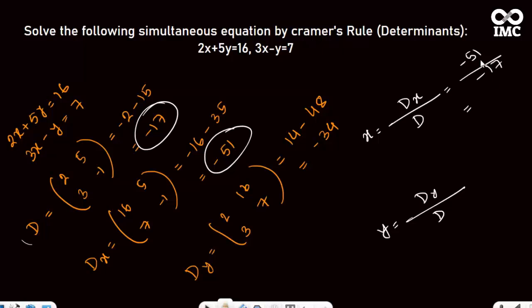Okay. So minus 51 by minus 17, that will be 3. And for this one, we can find it in this way, minus 34 by minus 17. So 34 by 17 will be 2. So here the required solution, x equal to 3 and y equal to 2. So this is Cramer's rule.